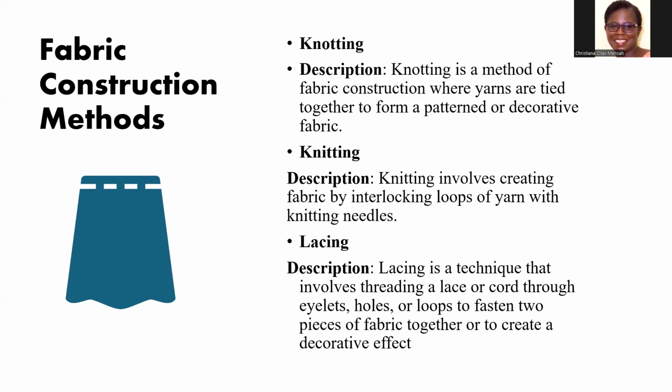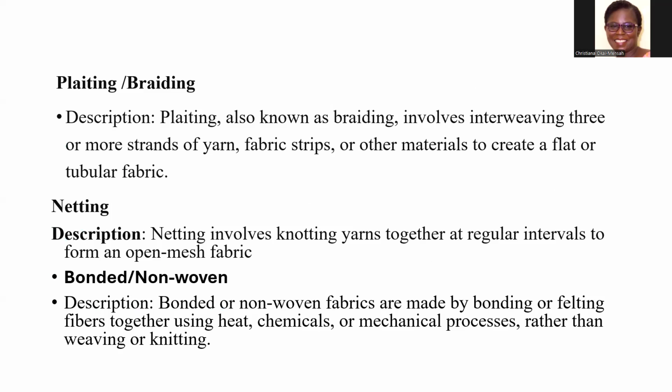So after lacing, we have another one called braiding. So what is braiding? It's just like plaiting your hair. Braiding involves interweaving three or more strands of yarn, fabric strips or other materials to create a flat, tubular fabric. An example of a braided fabric is your shoelace. Look at how the shape is.